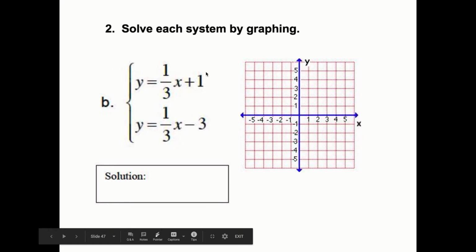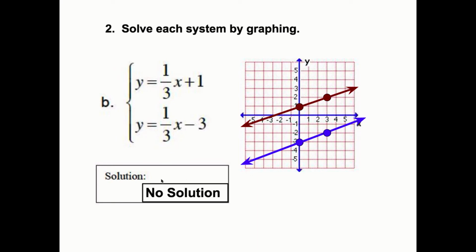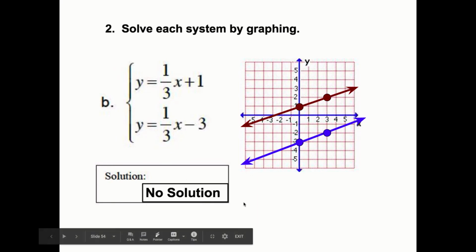All right, for part B, you have a y-intercept of 1, so starting at 1. The slope is up 1 over 3, up 1 over 3, drawing in that line. Second equation, you have a y-intercept of negative 3. The slope is up 1, right 3, up 1, right 3. So notice these lines are never going to intersect. So in this case, this would have no solution.